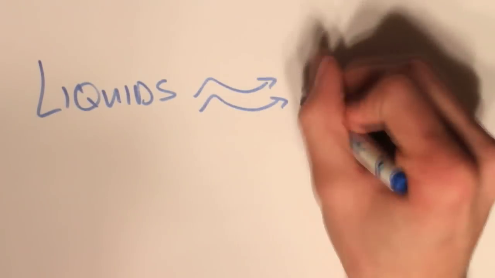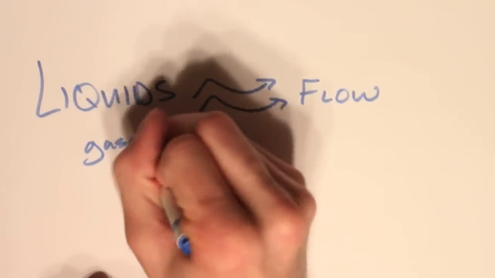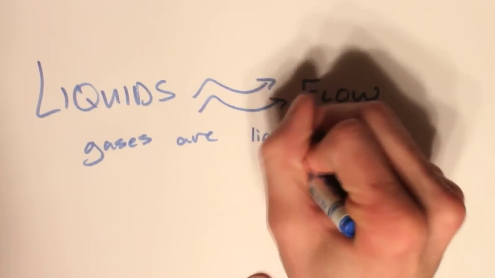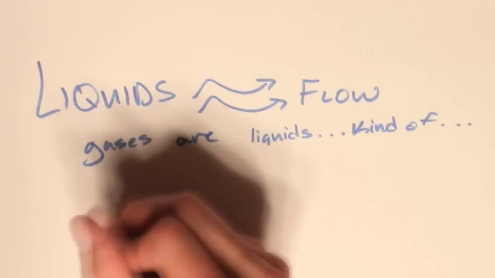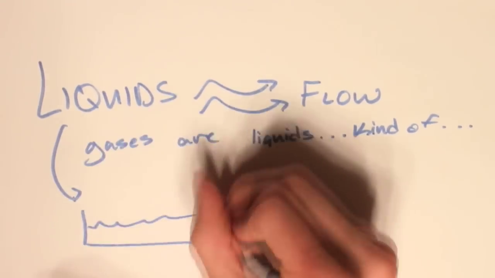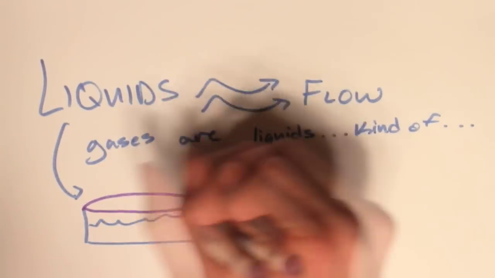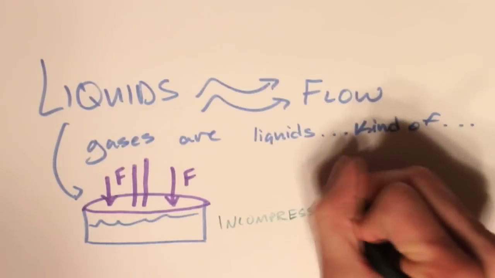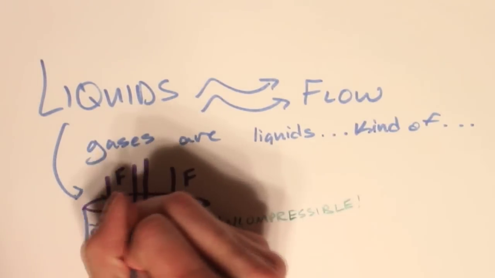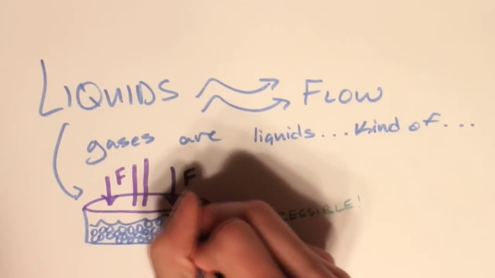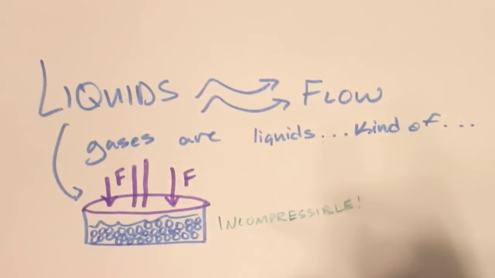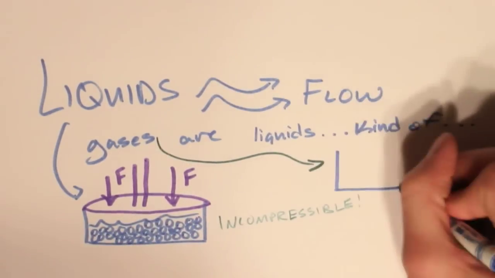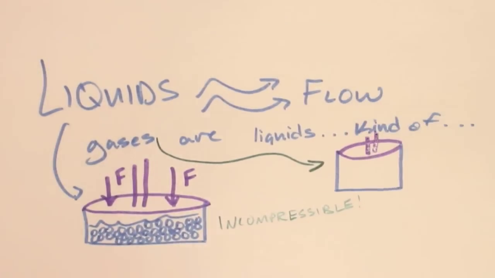Liquids flow. Gases are sort of like liquids in that both change their shape to fit their container. However, liquids are what we say incompressible. This is because their molecules are fairly close together, and it's hard to push these molecules on top of each other. Whereas a gas has molecules that are very far apart, thus making it compressible, as shown.